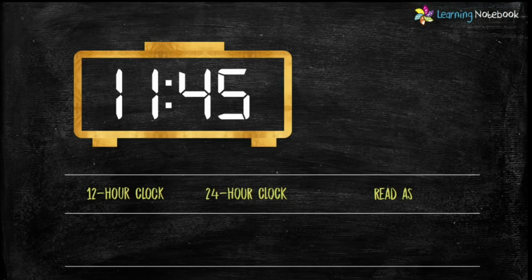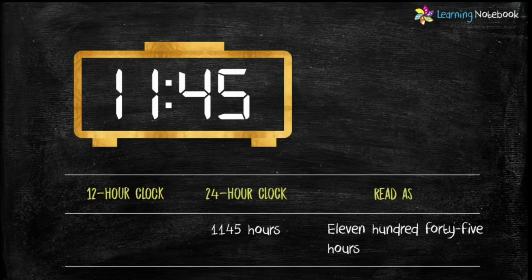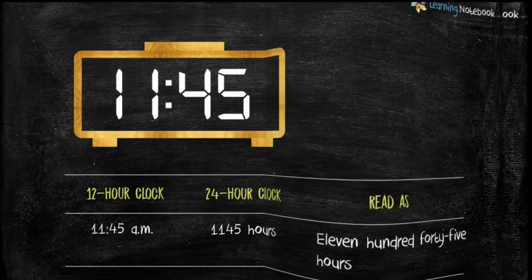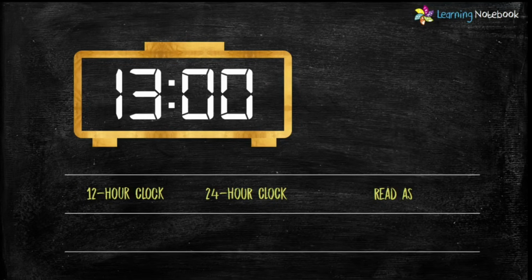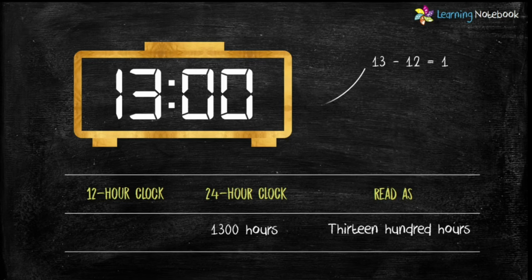Now, when the time is 11:45, it is read as 1145 hours in 24-hour clock, whereas in 12-hour clock, this time is 11:45 am. Now students, here the time is 1300 hours in 24-hour clock. In 12-hour clock, this time will be 13 minus 12 equals 1. So it is 1 pm.